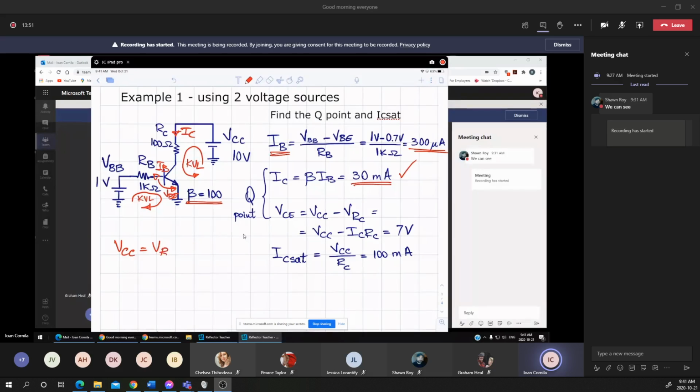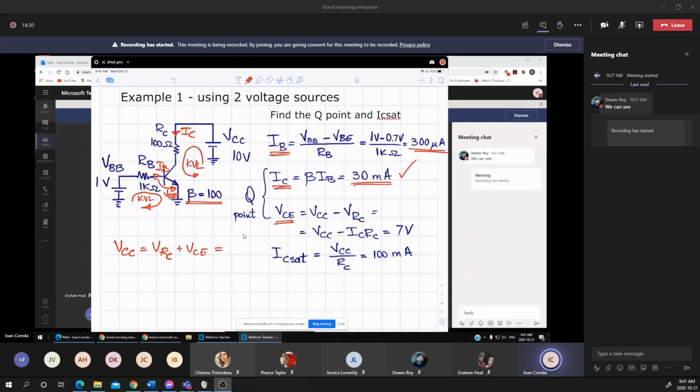The VRC, that's the RC resistance, plus the voltage between the collector and the emitter. Once you know the IC current, we can determine the VRC, and I put that in writing. That's the VCE, the second quantity required to define the Q point of a transistor placed in a circuit, as the VCC minus the VRC.